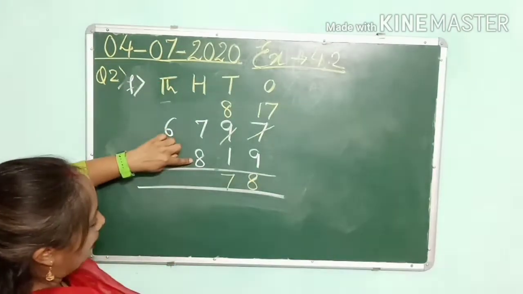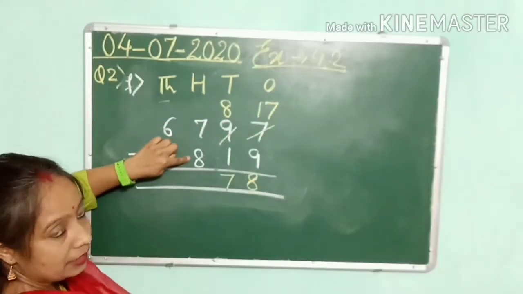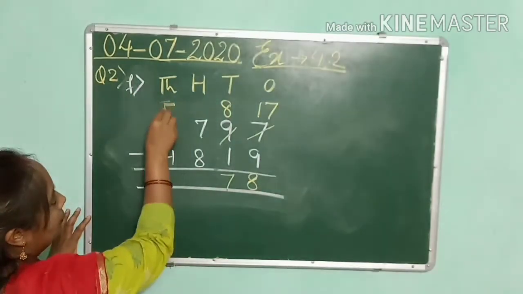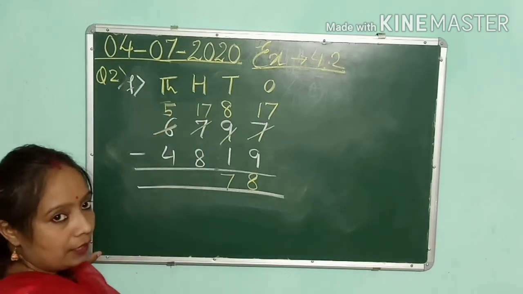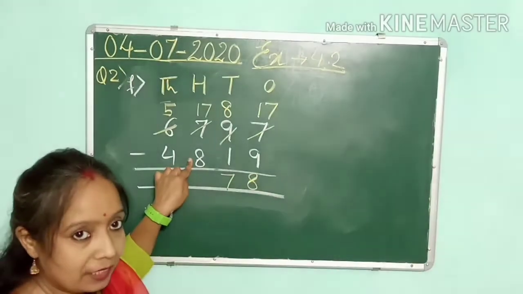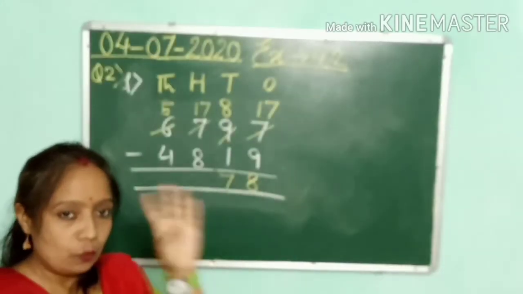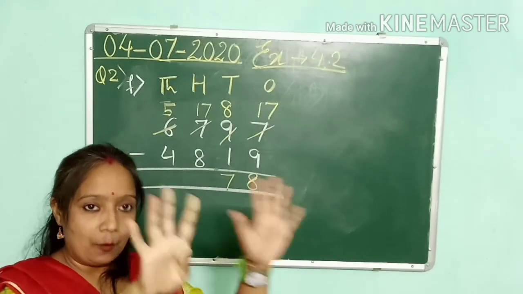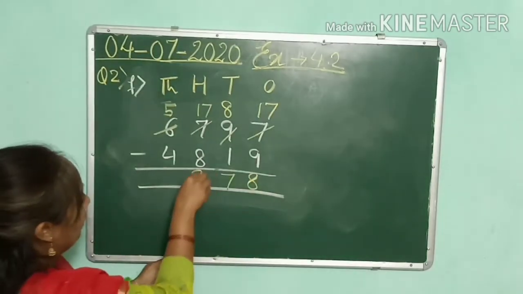Here you have to subtract 8 from 7. Now 7 is smaller than this 8. So 7 will borrow from 6. So 6 becomes 5 and this 7 becomes 17. Now 17 minus 8. Start counting after 8 till 17. After 8, 9, 10, 11, 12, 13, 14, 15, 16, 17. How many fingers? 9. Right here, 9.